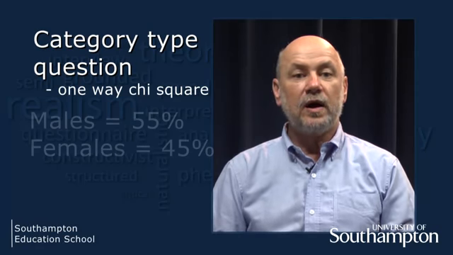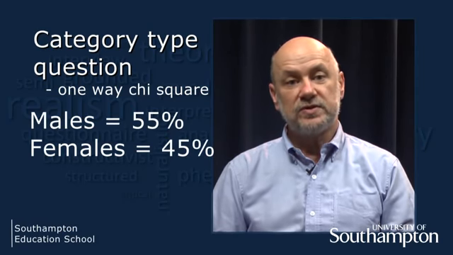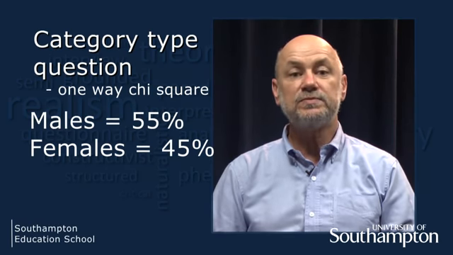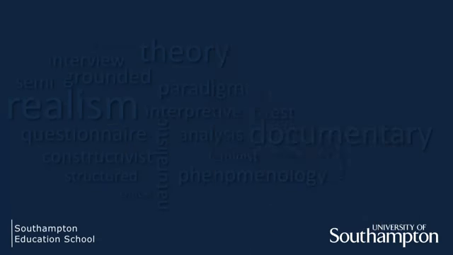So let's go back to my category type question. If I want to see if one of the categories is statistically larger than the others, I would use a one-way chi-squared test. If I use my first example, males and females, I would ask, were there more male responses than female responses? A one-way chi-squared test would tell us whether the difference between the sizes of the two groups is just down to chance or was it really significant?